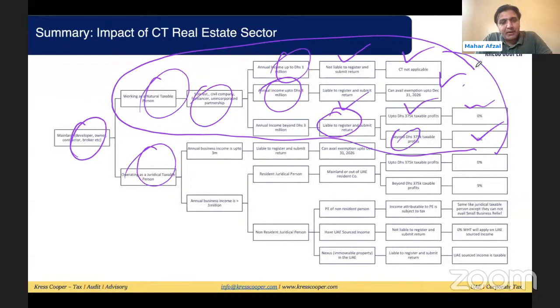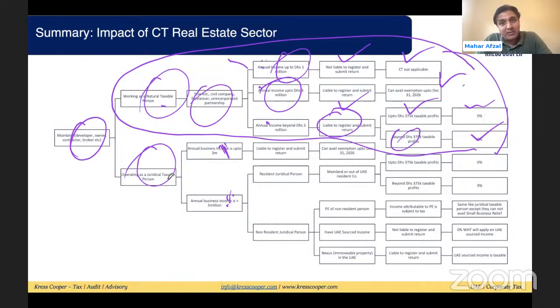But if they are operating as a resident juridical person, for annual business income, like I have mentioned, there are 3 legs, 1, 2, 3 for the natural person. Sorry, 1 and 2 for the juridical person. The 1 million relief is not available to the juridical person. So the juridical person has only 2 legs: up to 3 million, and more than 3 million. Up to 3 million, they can opt for the small business relief. For more than 3 million, we need to look at resident juridical person versus non-resident juridical person.